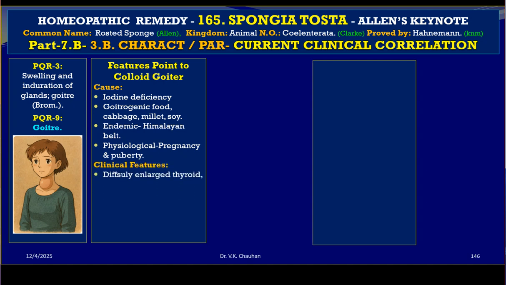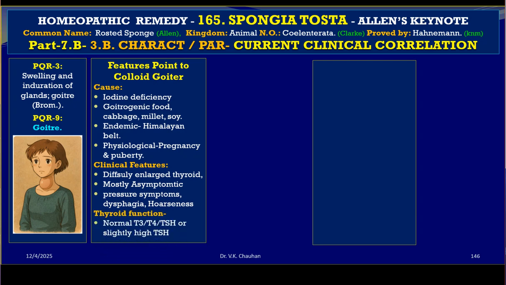Clinically, you will find a diffusely enlarged goiter, and mostly the condition is asymptomatic. Pressure symptoms, dysphagia, and hoarseness can only occur if it is a very massive enlargement and presses upon the trachea, esophagus, and recurrent laryngeal nerve.